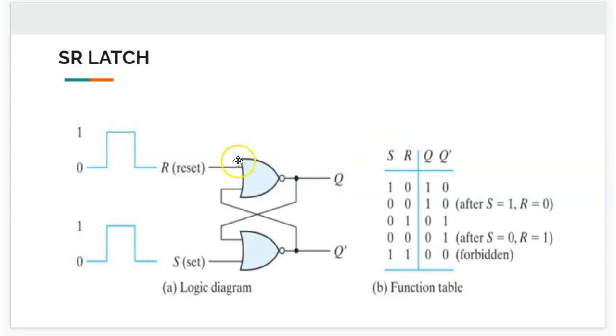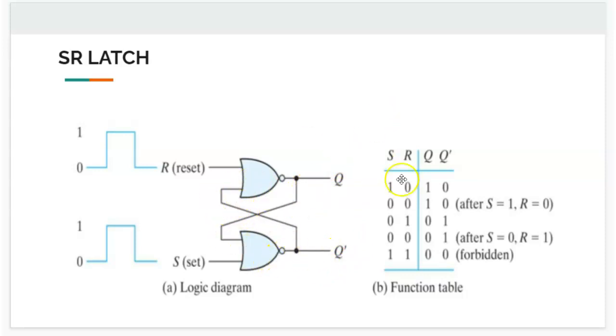But there is one catch here. Let's say you give 1 to both S and R simultaneously. The outputs Q and Q dash both become 0. Thus this latch enters a metastable state. You cannot predict what the next state will be. It enters an undefined state. This is because only if Q and Q dash are complements of each other will this process of looping work.